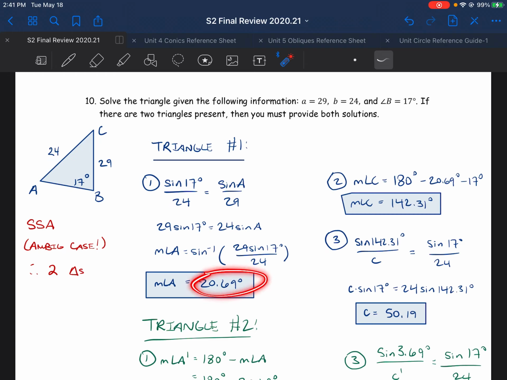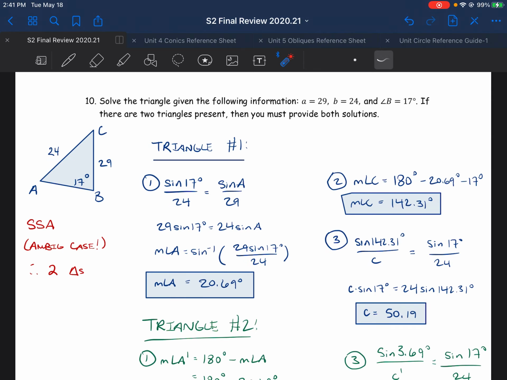Once we have angle A, well, we already had angle B, so we'll subtract angle A and angle B from 180 degrees to give us angle C, which is 142.31 degrees. And once we have angle C, then we can find side C. So now we're going to say sine of angle C over side C, which is what we're trying to find, is equal to sine of 17 degrees over 24. Okay, cross multiply, solve for C. You get C is 50.19.